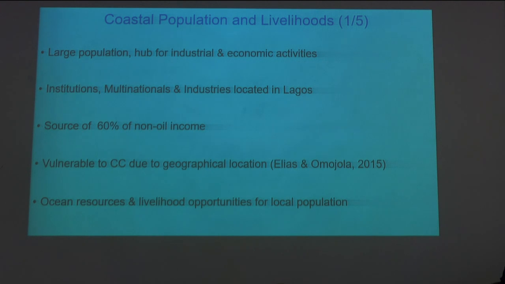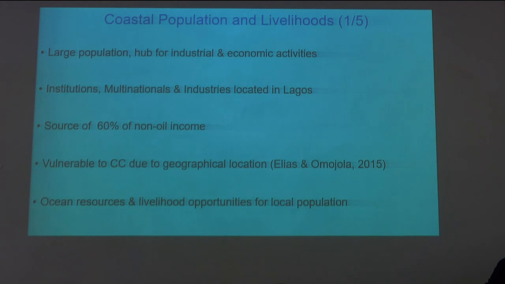Of course, as we said, 25% of the population of the country reside in coastal areas. So it's a densely populated area, specifically because it's a hub for industrial and economic activities. And also you have a number of institutions, multinationals, and industries located in coastal areas. Interestingly, 60% of non-oil income revenue is obtained from Nigerian coastal areas.